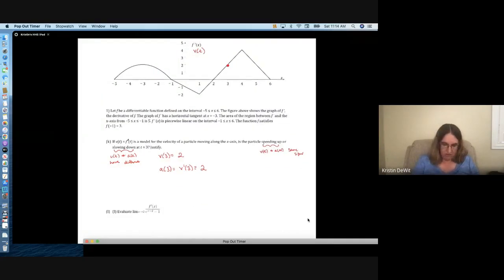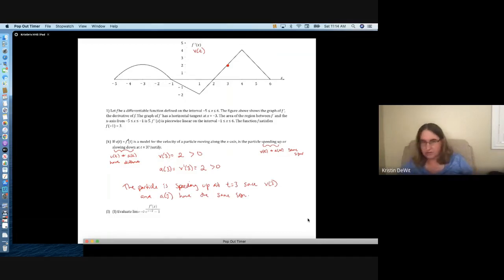And there we go. This is greater than 0, and this is greater than 0. So I can say the particle is speeding up at t equals 3, since v of 3 and a of 3 have the same sign. And now that I'm thinking about that, would you have to put greater than 0?